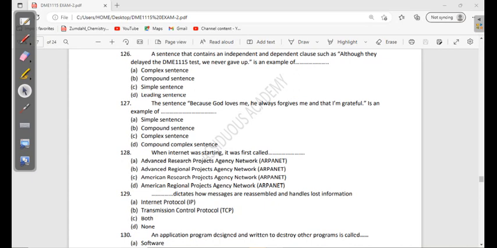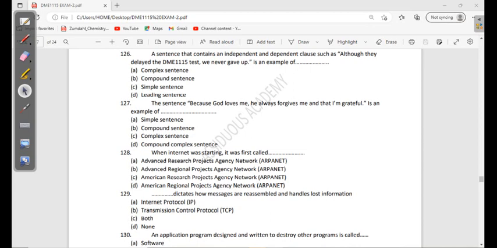But when you join two clauses which both make sense alone, or are independent, you form a compound sentence. For example, "I am hungry, and then I need to cook." They both make sense alone. If you join them, you form a compound sentence when you join two independent clauses.